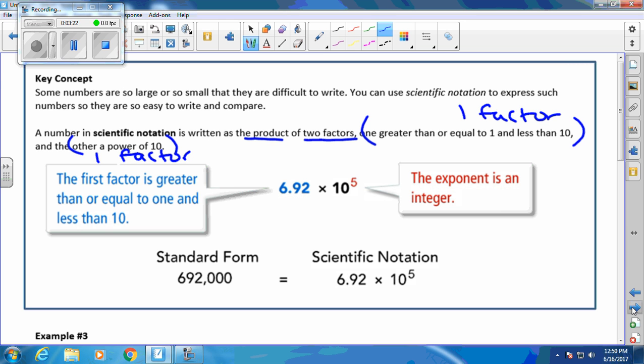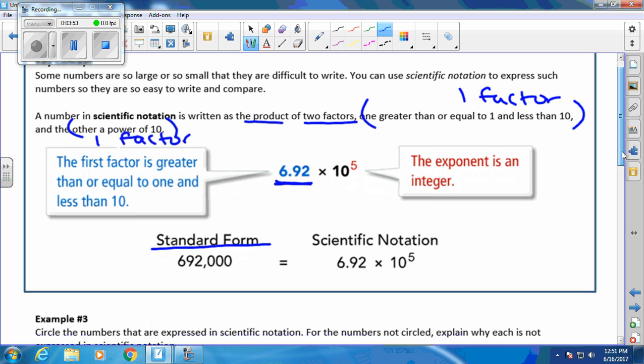So again, they're giving us an example and showing us that the first factor is greater than or equal to 1 and less than 10. And the exponent over here, 10 to the 5th, the exponent is an integer, meaning it's not a decimal or fraction. So again, here's this vocabulary. This is the number 692,000 in standard form. If we were to write this in scientific notation, it would be equivalent to 6 and 9200 times 10 to the 5th.